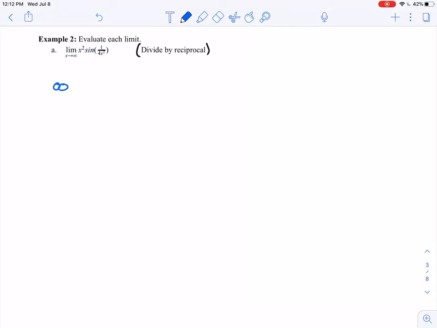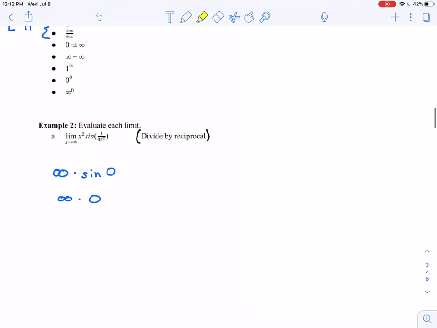So I really have infinity times sine of 0. I have infinity times 0. So this is another indeterminate form. We have 0 times infinity. I can't necessarily assume that that's going to be 0 or infinity because infinity is not a real number. It doesn't play by the same rules as all the other real numbers. So here is my hint. This is what we're going to try in this case.